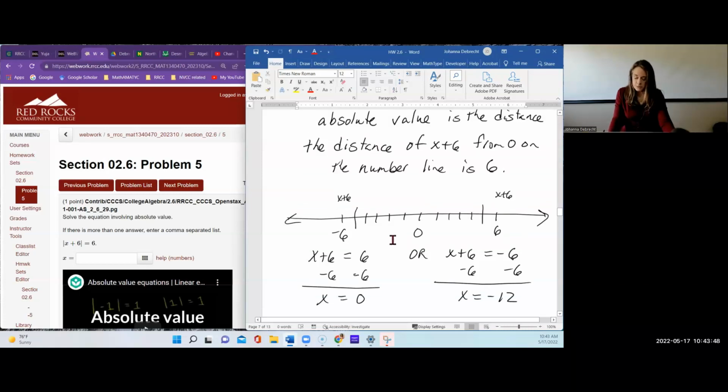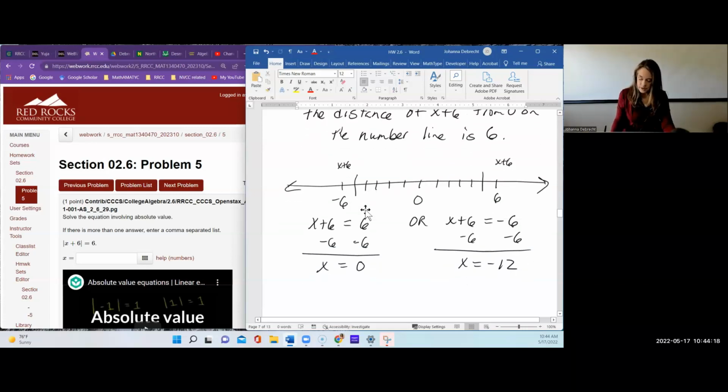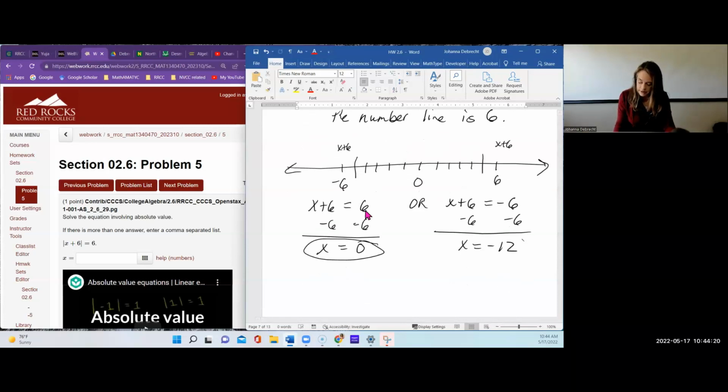Now let's see if this really works. What happens if I say that x is 0? If x is 0, then I get 6, which means that x plus 6 was sitting up here at 6. If x is -12, then -12 plus 6 is -6, which means x plus 6 is sitting here at -6. So when x is 0 or -12, x plus 6 sits here or here. And that's exactly what we mean. These are the two solutions that we have to this problem.